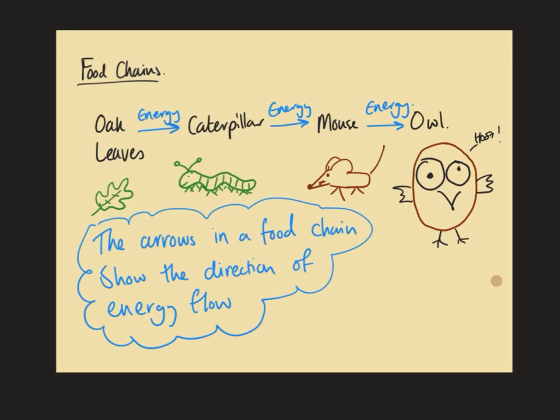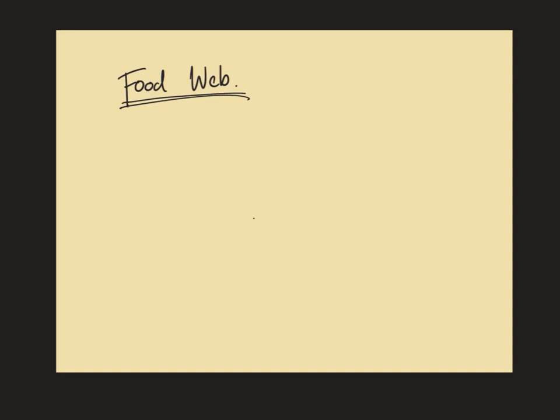And we'll now go on to talk about what a food web is. So a food web is essentially showing us how lots of different food chains are linked together. Realistically, if you were to look at some woodland, there wouldn't just be oak leaves, caterpillars, mice and owls. There would be lots of different other species interacting in different ways. So we can represent that in a food web. A food web will also tell us about energy and how the energy is flowing from species to species within that ecosystem.